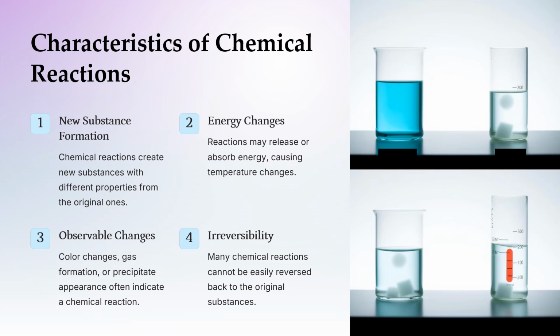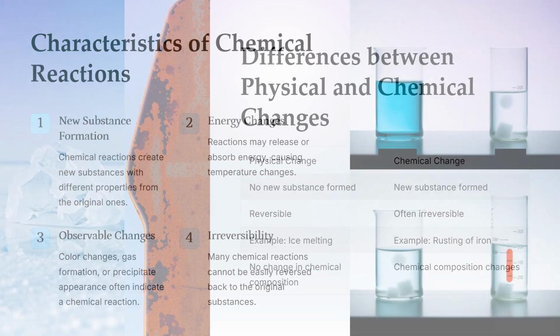Next, we'll see some characteristics of chemical reaction. First is new substances formed. Chemical reactions create new substances with different properties from the original ones. Second is energy changes. Reactions may release or absorb energy causing temperature changes. Third is observable changes, which is change in color, release of gas, or precipitate appearance, which often indicates a chemical reaction. Fourth is irreversibility. Many chemical reactions cannot be easily reversed back to original substances. So all chemical reactions have these characteristics.